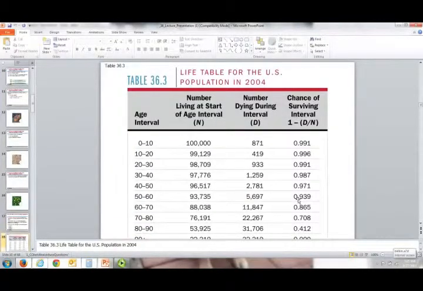This is a life table for a population, with age intervals 0 to 10, 10 to 20, 20 to 30, 30 to 40, and so on, in 10-year increments. It looks at the number alive at the start of the interval and how many died during the interval. Your chance of surviving is calculated by taking 1 minus d over n. So what is your chance of being alive at that interval? You have a 99% chance of being alive between the 0 and age 10 interval.